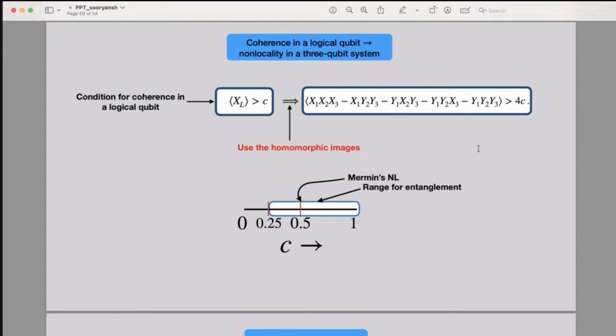Here I have shown only linear entanglement and non-locality inequality. We have also tried non-linear entanglement inequalities and quantum discord. If one suitably uses the homomorphic images, one can construct different conditions for non-locality, entanglement, quantum discord, etc., given a condition for coherence in the logical computational basis.